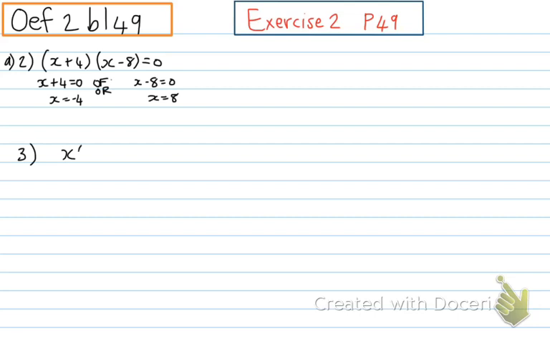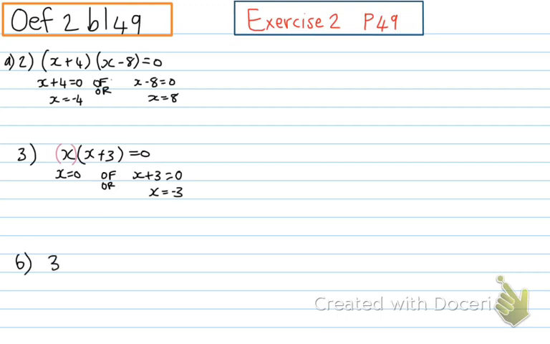Number 3. x(x + 3) = 0. So now I put that x in front in my own bracket. There's already a 0 on the right hand side, so I can just set each bracket equal to 0. x is equal to 0 or x + 3 = 0, so x is equal to negative 3.